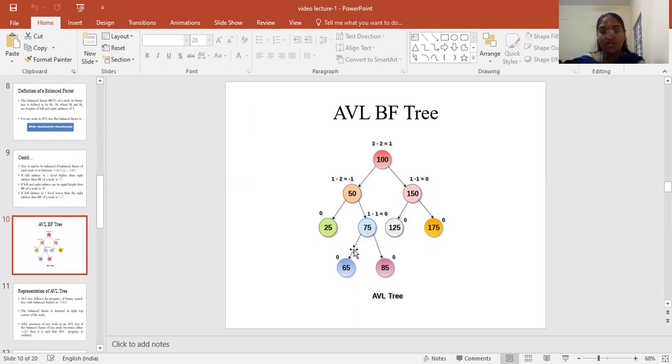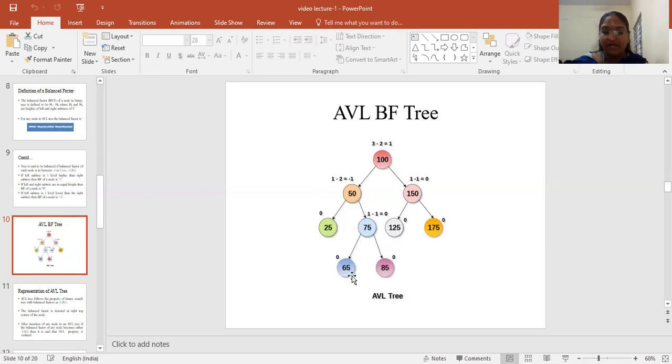And here only 75 has the children. 25, 125 and 75, they don't have the children. And here you need to remember one thing. The balance factor should always be calculated from the bottom of the tree, not from the top of the tree. Clear everyone? So whichever nodes don't have children will be considered first as 0 values.